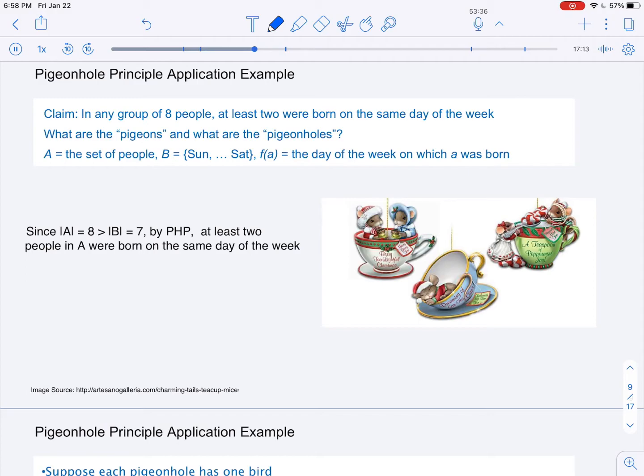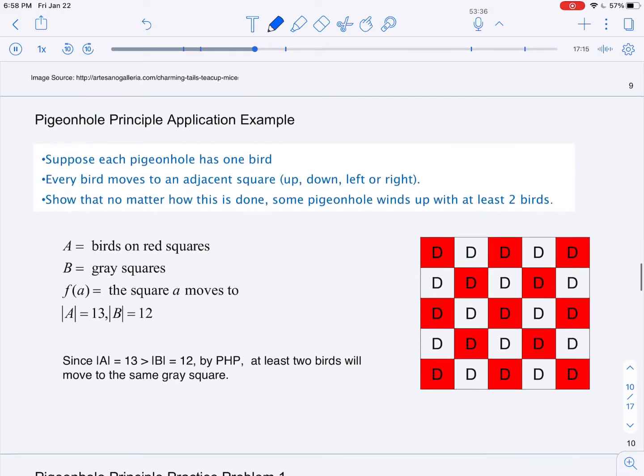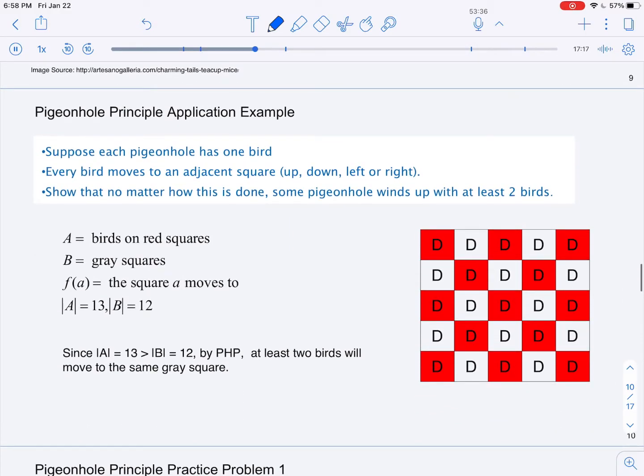Now, let's consider another example applying the pigeonhole principle. In this example, we have a 25 square, a 5 by 5 grid of pigeonholes, and we have birds in each of those holes. That's what the D's represent. We can assume that perhaps at some time of the day, perhaps at 2 p.m., every bird is going to move either up, down, left, or right.